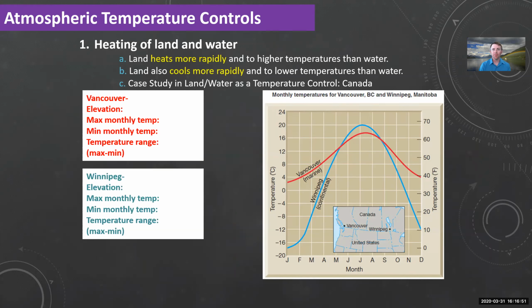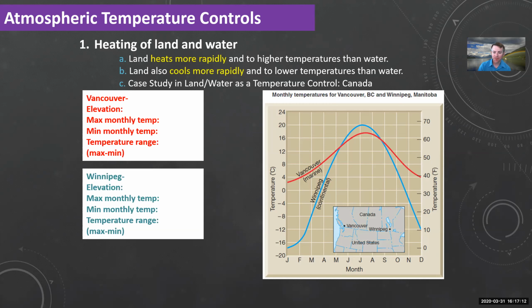A big thing to understand is that land heats more rapidly and to higher temperatures than water. It's kind of like the sand analogy I made in the lecture. Sand heats up really fast, but it also cools off very quickly. Water heats up slowly, but it retains that heat for a long time and cools off slowly.